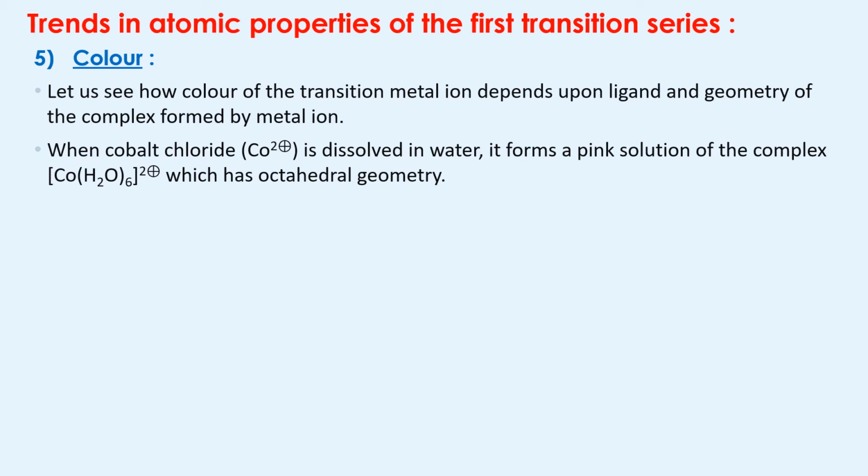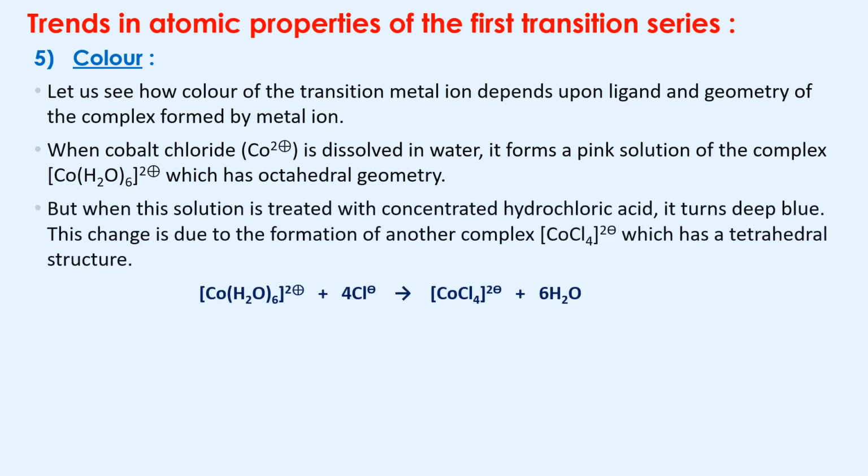The cobalt hexaaqua complex has an octahedral geometry. First of all, you take cobalt chloride and dissolve it in water. Your observation is what? A pink solution appears, as the hexaaqua complex of cobalt is formed, which has an octahedral geometry. The color is pink, the geometry is octahedral.